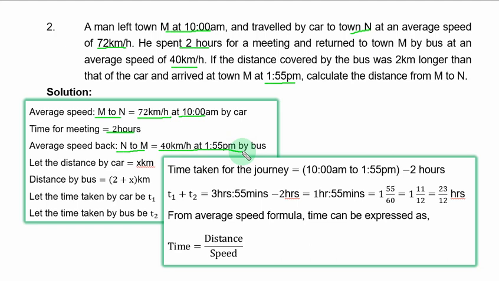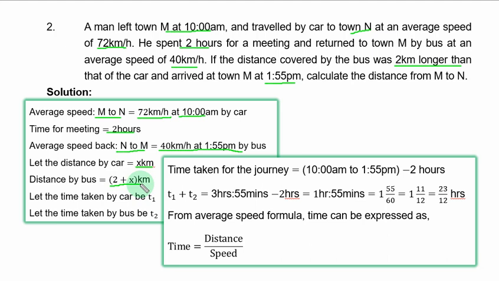Now let's get the distance. Distance by car is unknown, but distance by bus is 2 kilometers longer than that of the car. So if we assume the distance by car to be s kilometers, it therefore means that the distance by bus is 2 plus s kilometers.